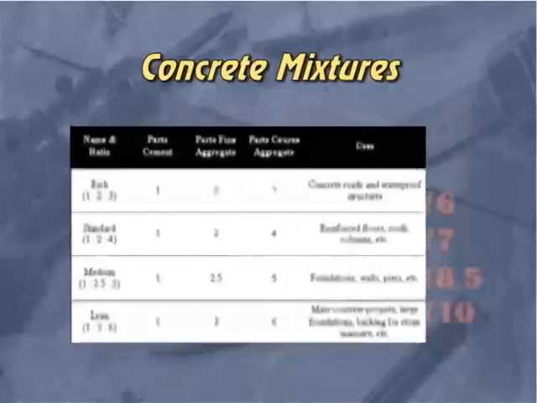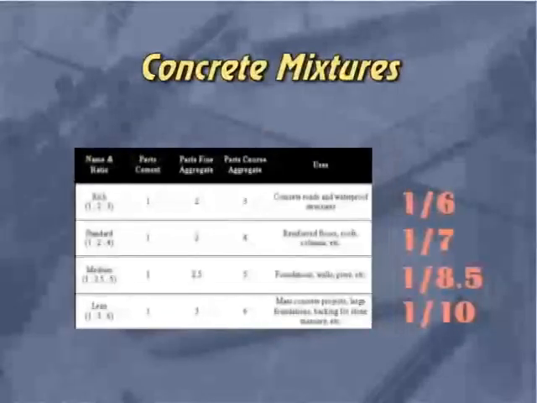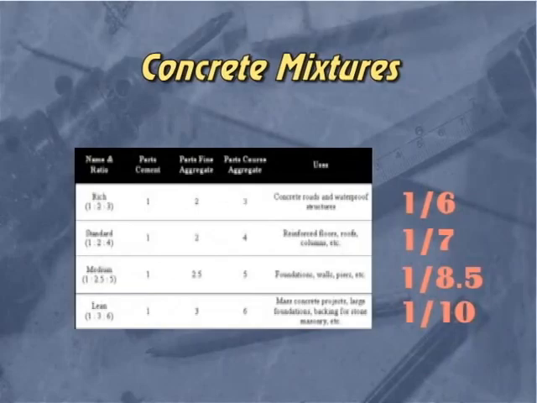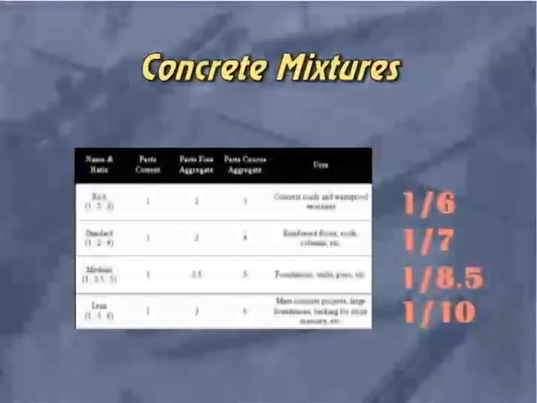And if you take your pencil and write in off to the side there, off to the right, 1 to 6 for rich, and for standard 1 to 7. That is 7 parts total. Medium, 1 to 8.5, and lean, 1 to 10. That will give you a rough idea of the general ratio between cement and the other parts.